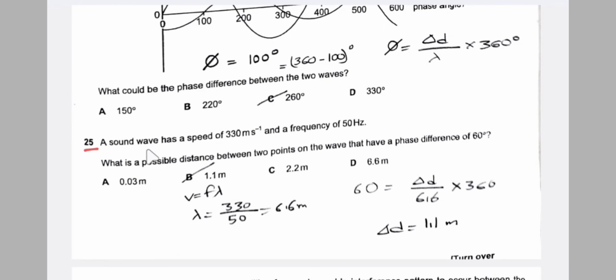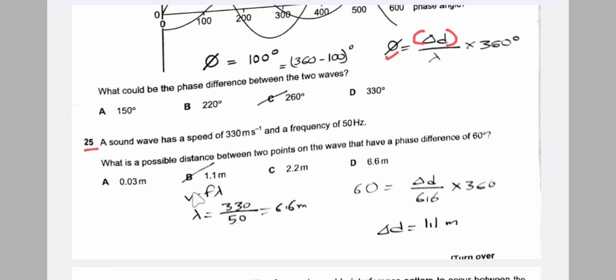In question number 25, a sound wave has a speed of 330 meters per second and a frequency of 50 Hz. What is the possible distance between two points of the wave that have a phase difference of 60 degrees? We know the value of the phase difference, speed and frequency. Phase difference is equal to the change in distance divided by lambda, times 360 degrees. We need to find the distance between the two points, but we need lambda to find this value.